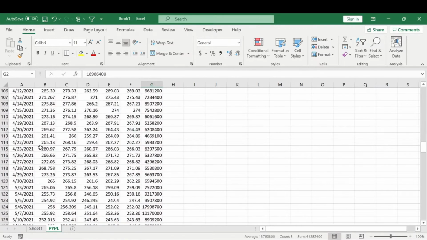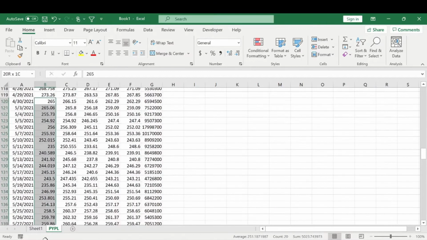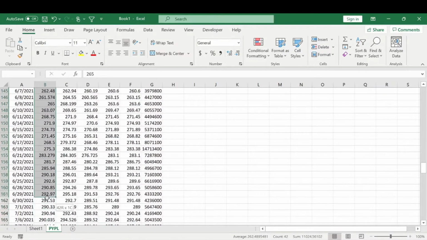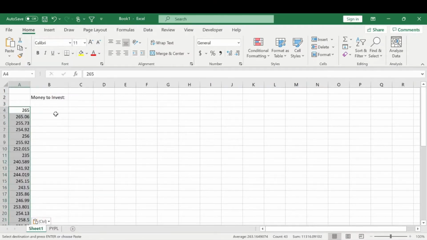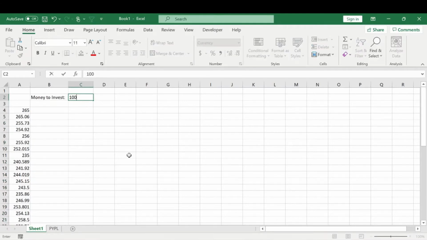So let's find 4/30, and we're going to copy all the way down to 6/30. We're going to go ahead and copy that, and we're going to paste that in this column, right? So we have all our information here, and that's a total of 43 days. So let's say we have $10,000. So in this example, we're going to compare the difference between throwing money in on a stock at one time versus throwing it in gradually, or dollar cost averaging.